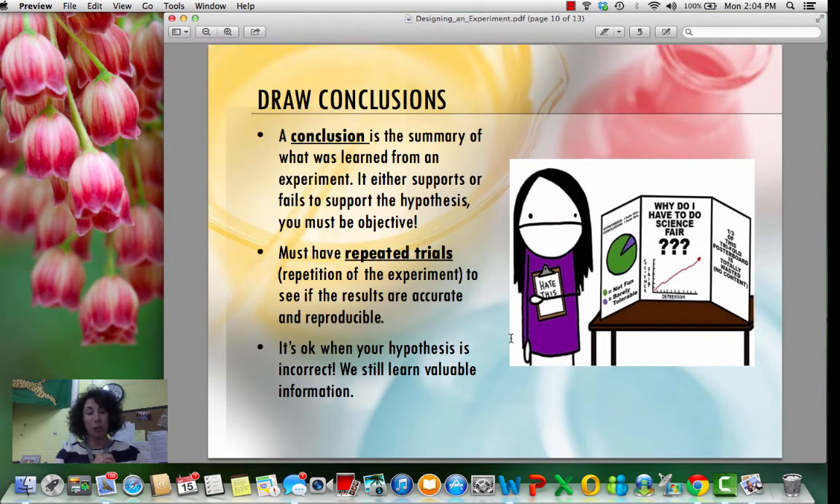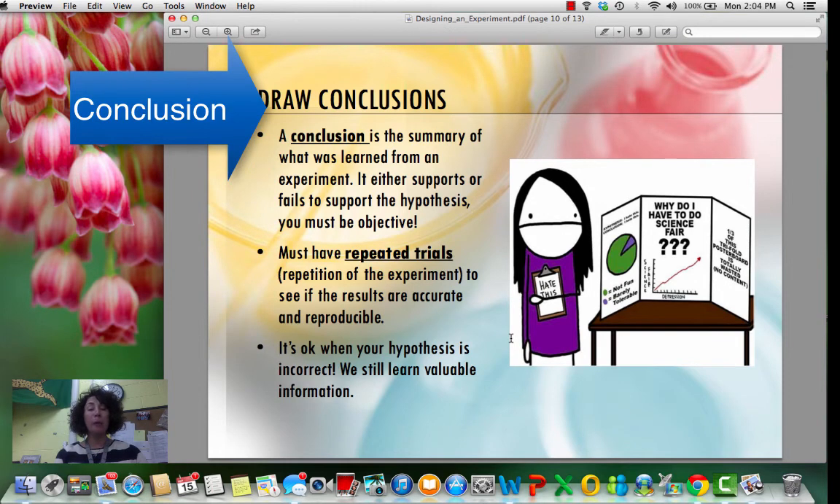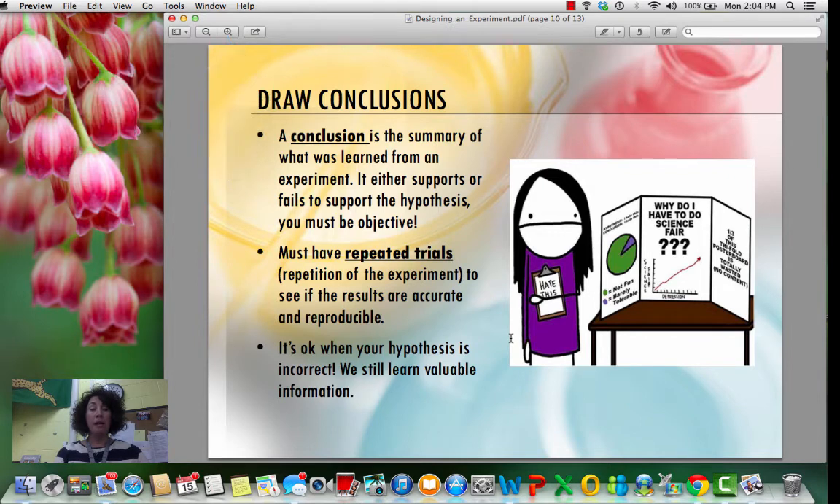And then we draw conclusions. And we're just summarizing what we've learned from the experiment. Now, our conclusion might be that our data doesn't support our hypothesis. You've got to be objective. You have to have repeated trials. You can't do an experiment once and then think that those results are going to happen every time. And you want to know something? It is okay if your hypothesis is not correct. We are still learning valuable information about those two variables, independent and dependent, and how they relate to each other.